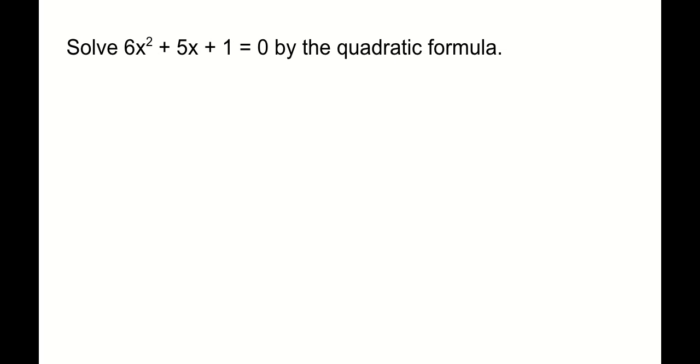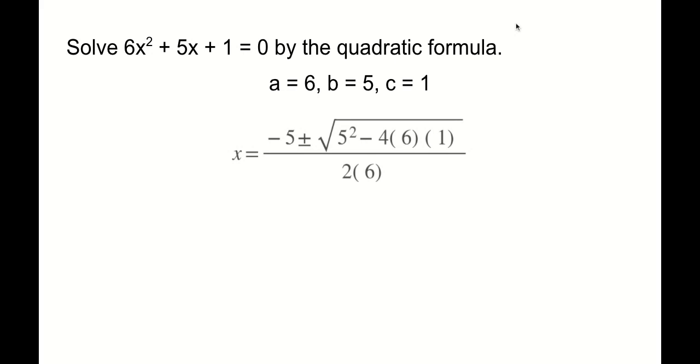So here I have a coefficient on the x squared, which is 6. So the quadratic formula doesn't care. Remember, with completing the square, we couldn't have a coefficient, but the quadratic formula doesn't care. So now a is 6, b is 5, and c is 1. Plug it into our quadratic formula: minus b plus or minus the square root of b squared minus 4 times a times c, all over 2a.